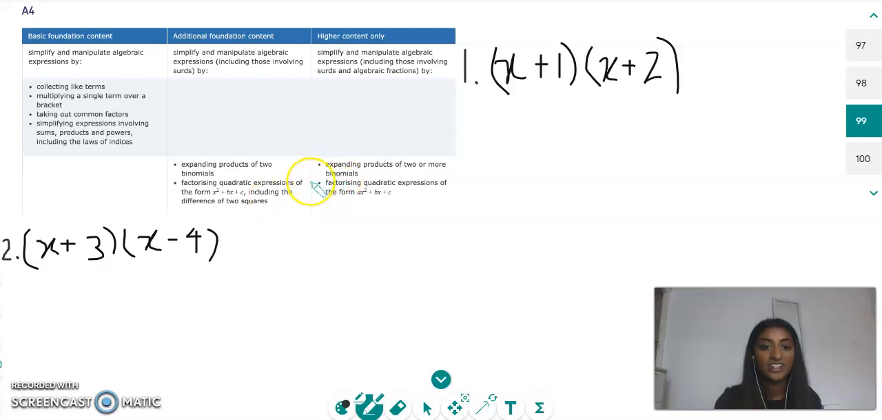Hi there, so today we'll be focusing on these two bullet points of the AQA GCSE Maths specification.